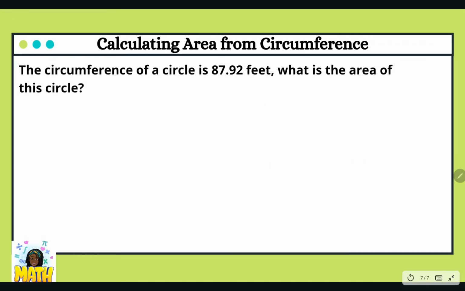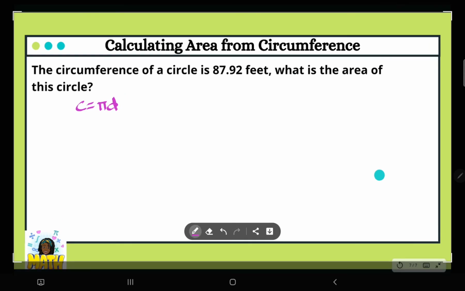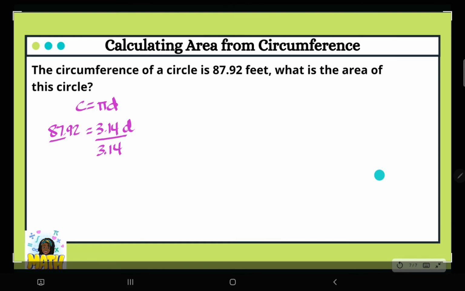The circumference of a circle is 87.92 feet. What is the area of this circle? So we're going to start with writing our formula for the circumference. So C equals pi d. And then we're going to substitute in our values. So 3.14 for pi, we're finding d, and then 87.92 for our circumference. So now I'm going to do inverse operation, divide both sides by 3.14. And I find that d is equal to 28.